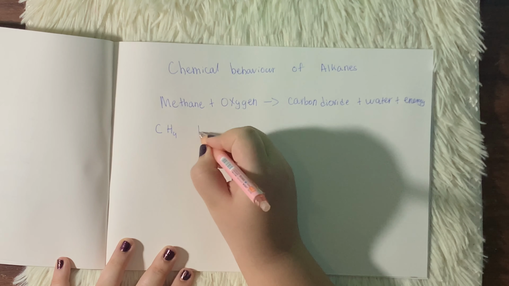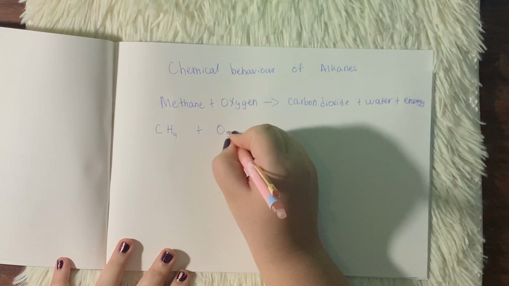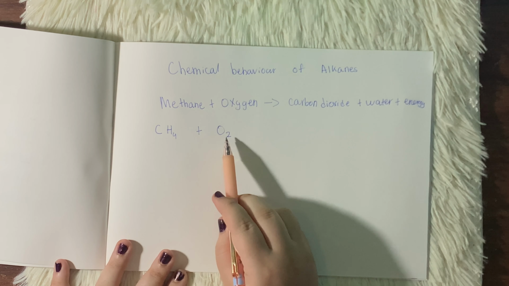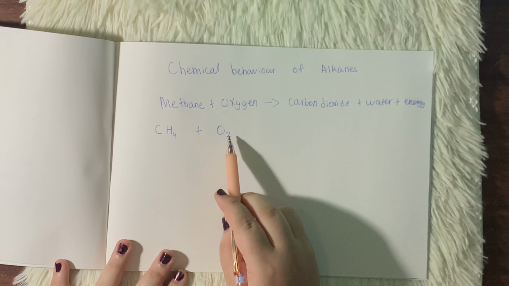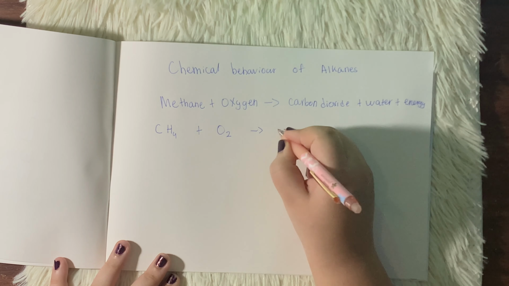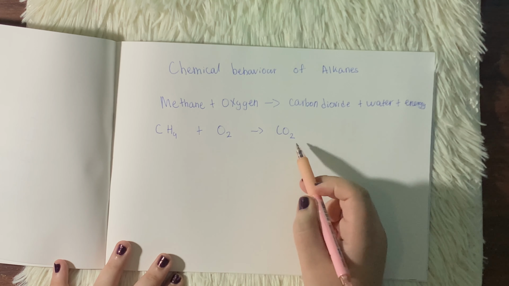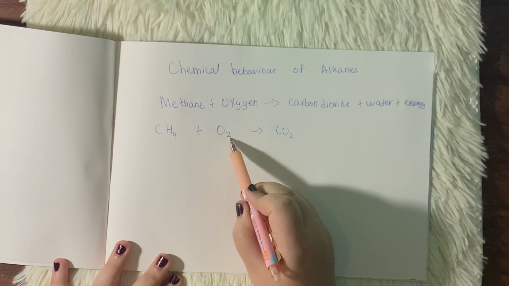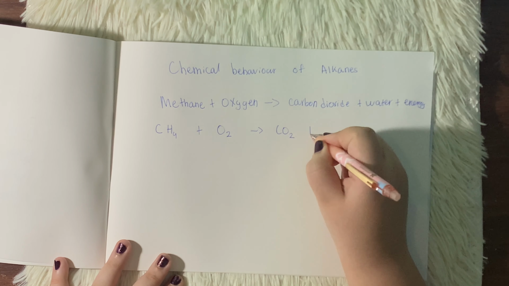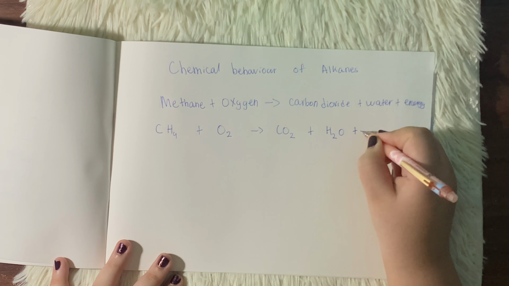Now, we know oxygen is a diatomic molecule because it is a gas. So we know that oxygen is O2. Oxygen is just O, but since it's a gas, it's diatomic. That means it has 2 atoms of oxygen. So this forms carbon dioxide, CO2. It's CO2 because it is a gas. Again, we write all gases with 2 because they're diatomic. Plus water, we know water is H2O, plus energy.